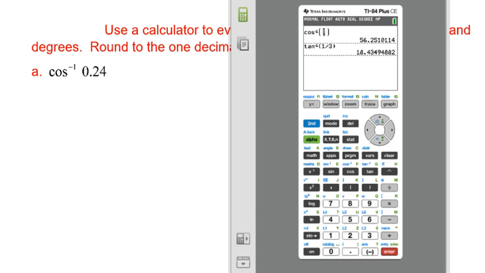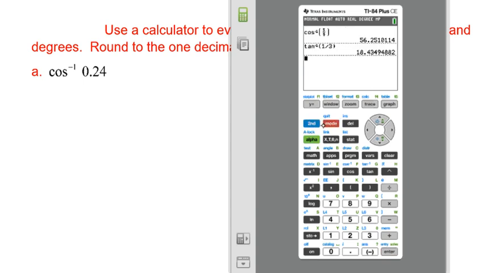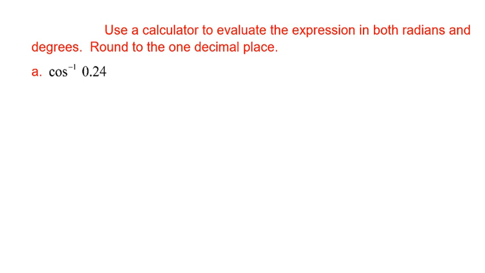So we'll bring up our calculator, and we know we're already in degrees because that's what we were just using. So we'll do our degrees first. So inverse cosine of 0.24, and that's going to give us 76.11. So that rounds to 76.1. So we can say that we have 76.1 degrees. And then we're going to go ahead and do this now so that we have it in radians.